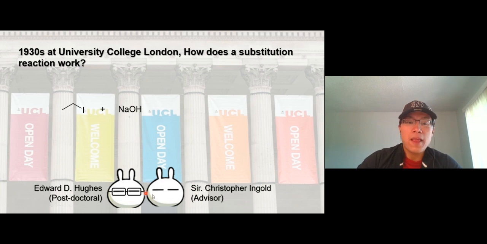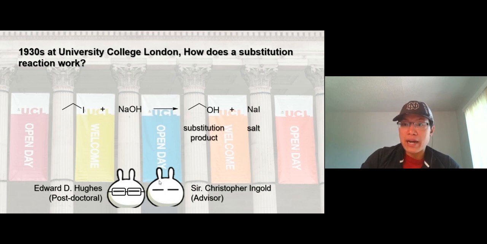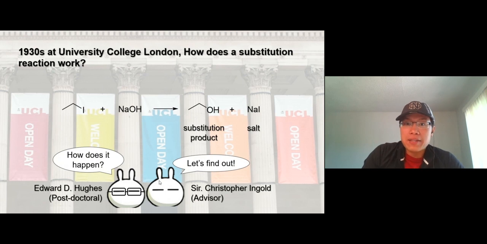Anyway, so these two scientists discovered a substitution reaction, and they tried to learn how things work and tried to explain it. All right. So they found that if they mix ethyl iodide and sodium hydroxide, they get a substitution product and a salt coming out of the reaction. Of course, they couldn't explain it the first time they saw it. So yeah, let's find out. They have to go back to the lab, do some more experiments, and see what those experiments can tell them about what's going on in here.